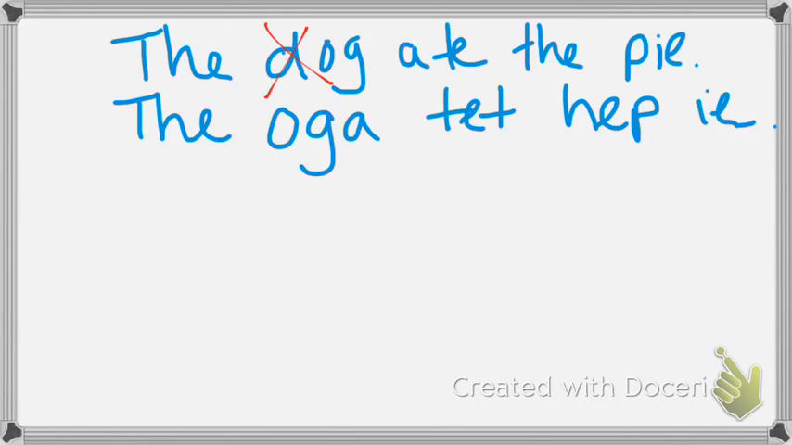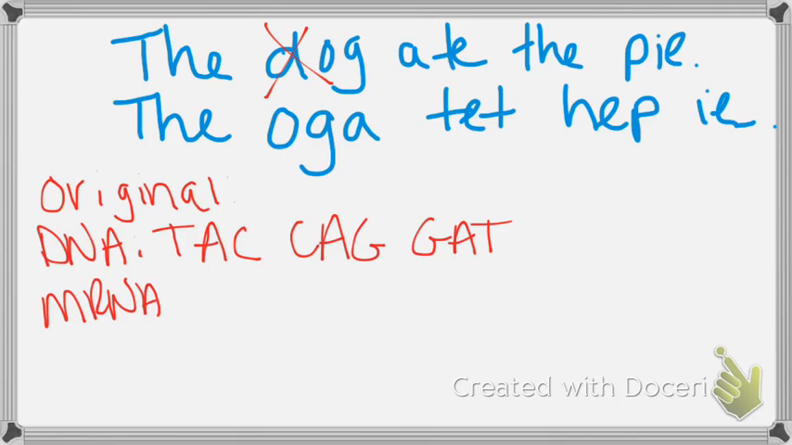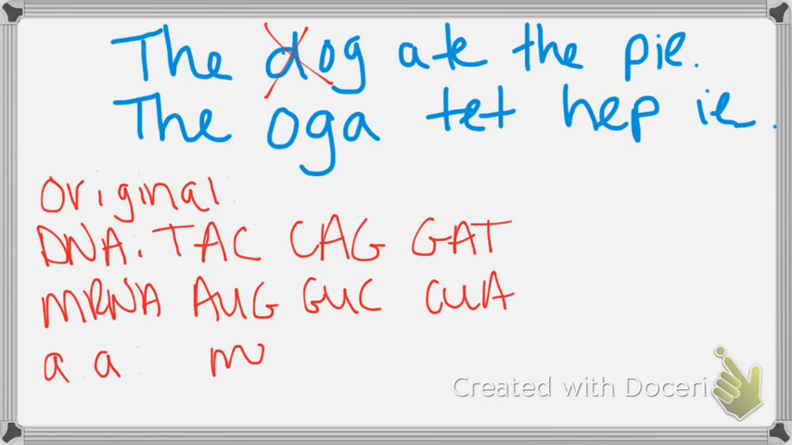okay? Let's go back and rewrite our original sequence. So the original DNA sequence that we had before was TAC, CAG, GAT, and our mRNA, remember, was AUG, GUC, CUA, which gave us the amino acid sequence, methionine, valine, and leucine. Okay, so let's look and see what happens when we have a deletion mutation in a DNA sequence.